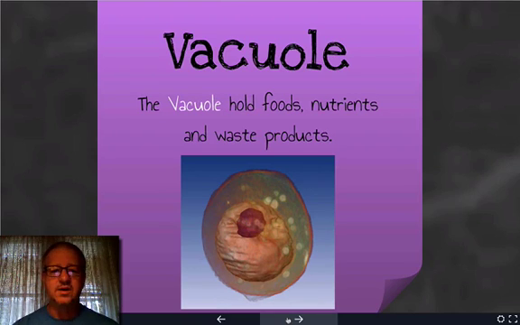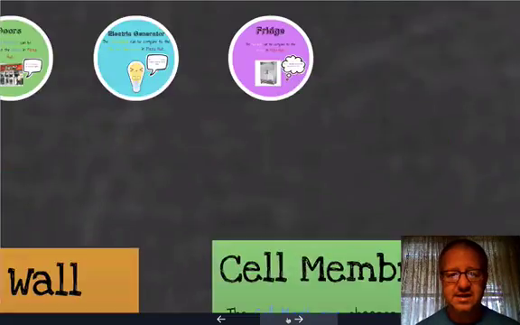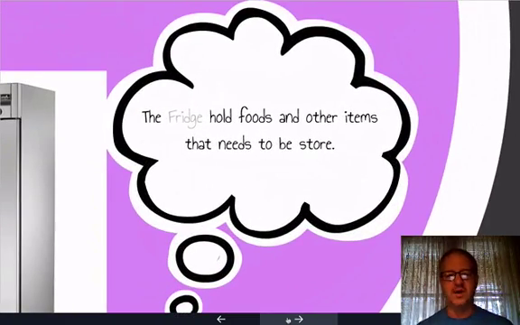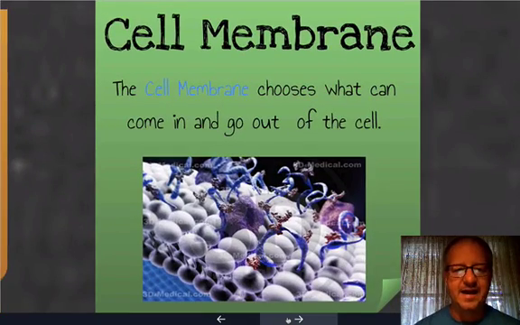The vacuole holds food and nutrients, and it also holds waste products and helps the cell get rid of those. So they're very important. And just like at a Pizza Hut, the vacuole at the Pizza Hut would be like the fridge. And the fridge holds food and other items that need to be stored for use later.